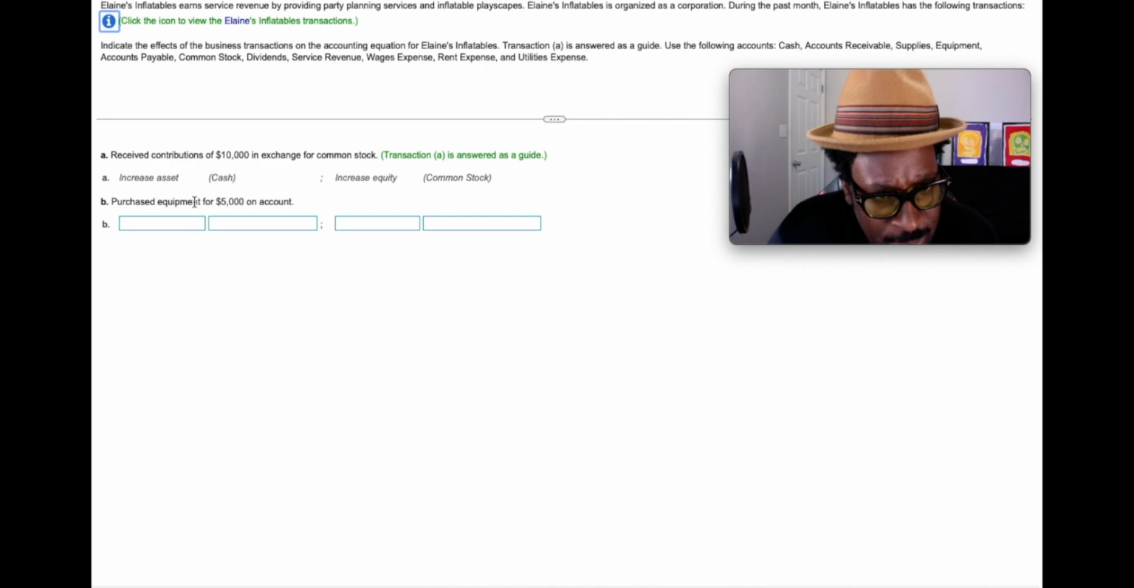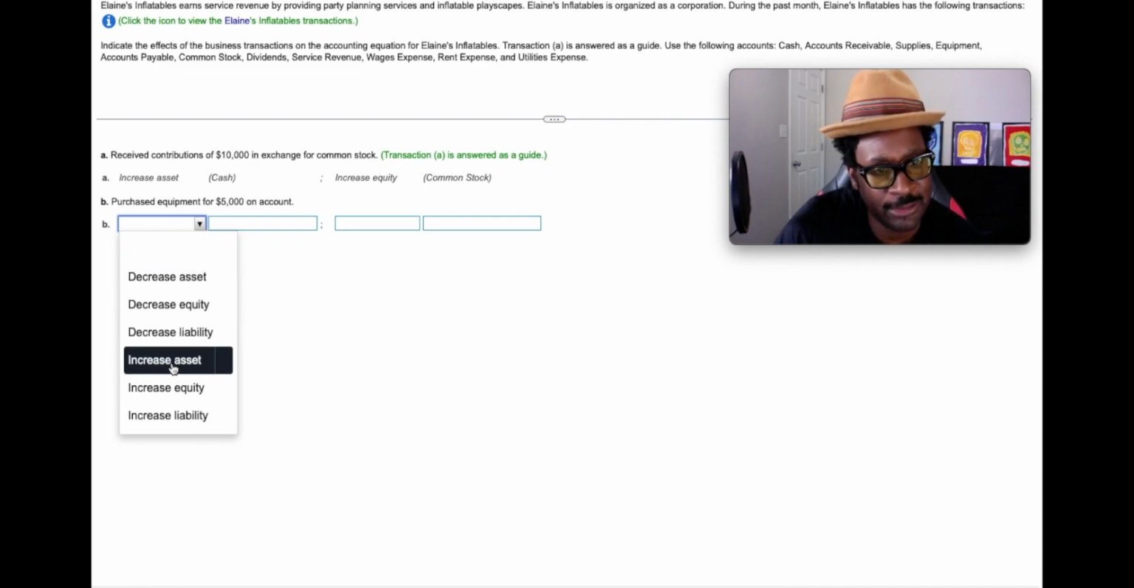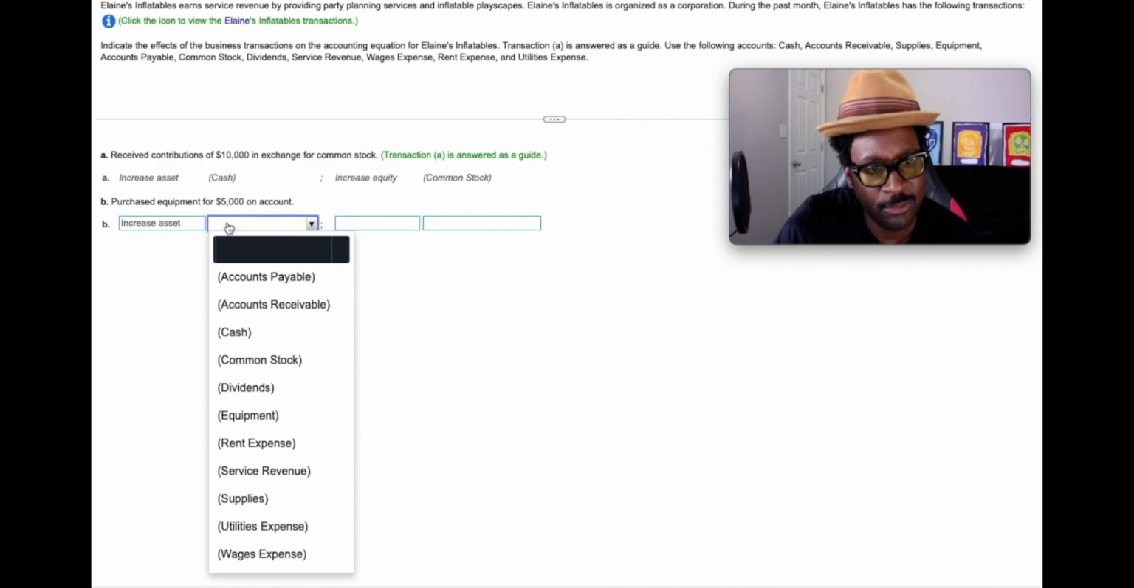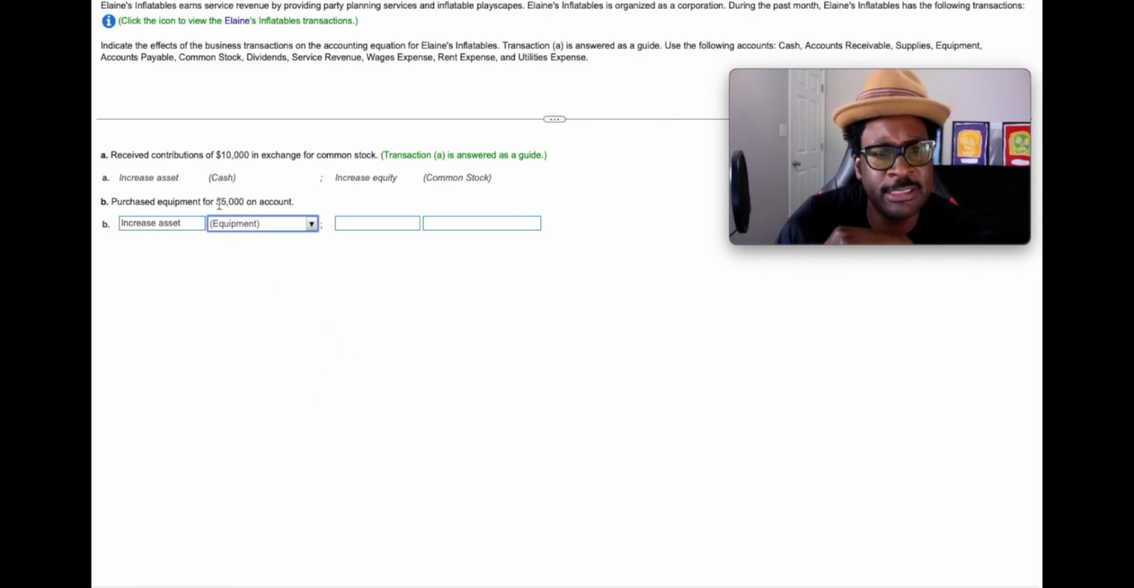B, purchase equipment for $5,000 on account. So keywords, purchase equipment. Equipment is being affected, obviously, and equipment is an asset. So when we purchase equipment, we're increasing the asset. And what account is being increased? Equipment. All right, so what are the other keywords in this transaction?